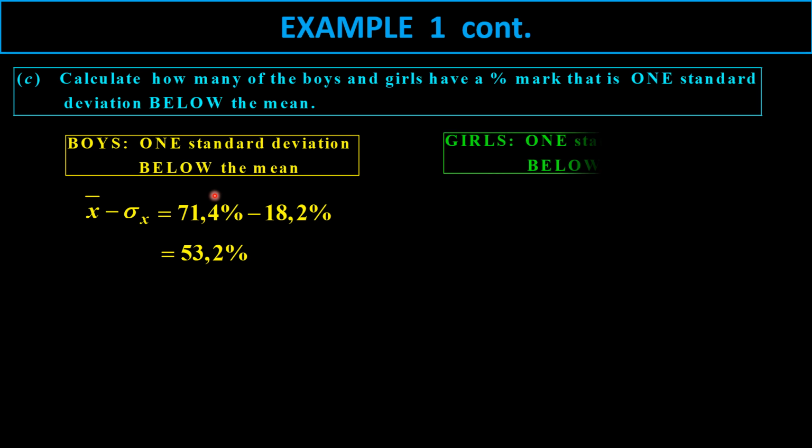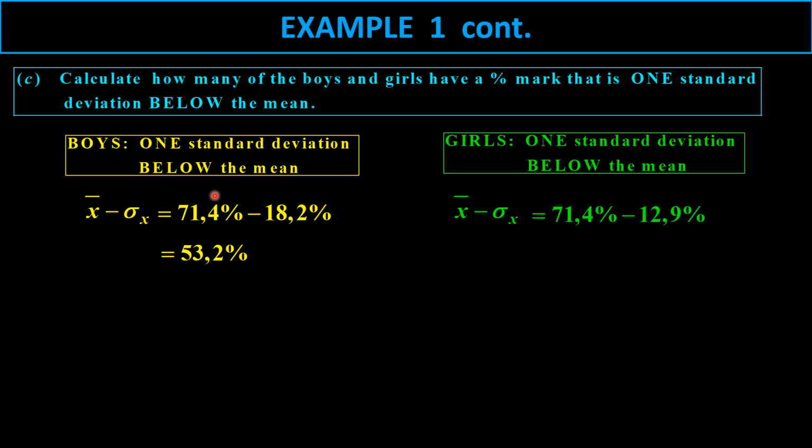Let's do the same for the girls. Again, below it's the standard deviation subtracted from the mean. So there's the mean minus the girls' standard deviation, and we get that as 58.5%. Okay, but the question says how many of the boys.